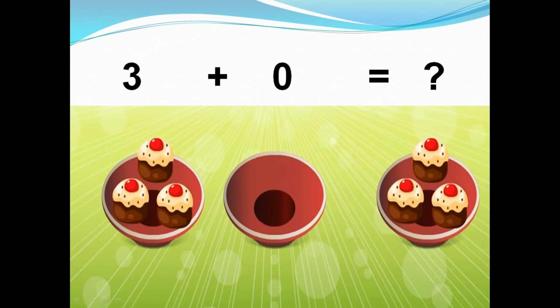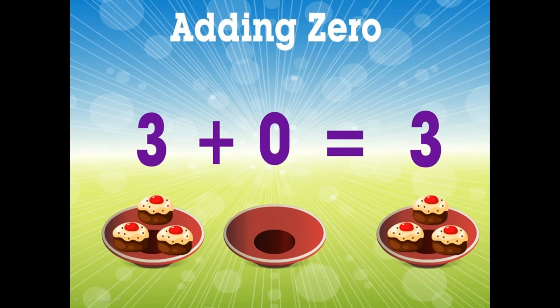Now, let's try this one. 3 plus 0 equals to? Come on, I know you know the answer. I told you this one. Think. Yes, answer is 3. When we add 0 to any number, number remains same.